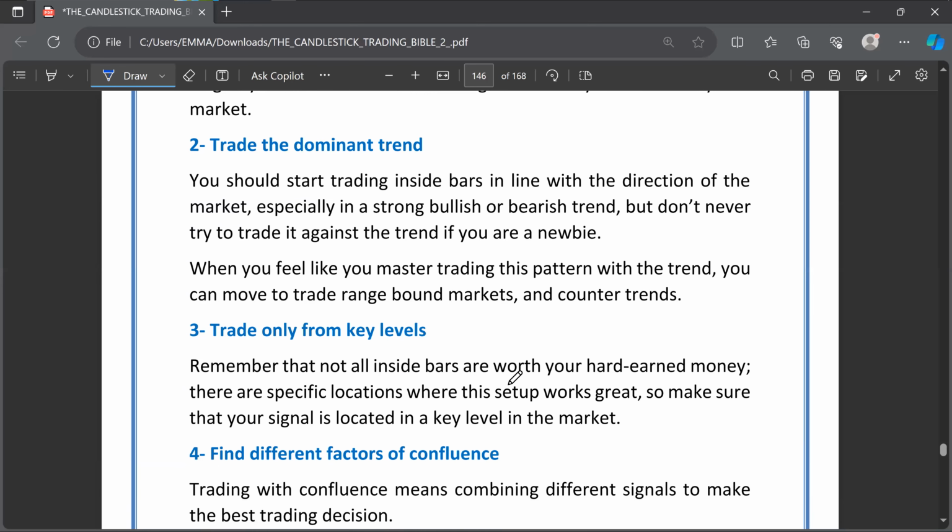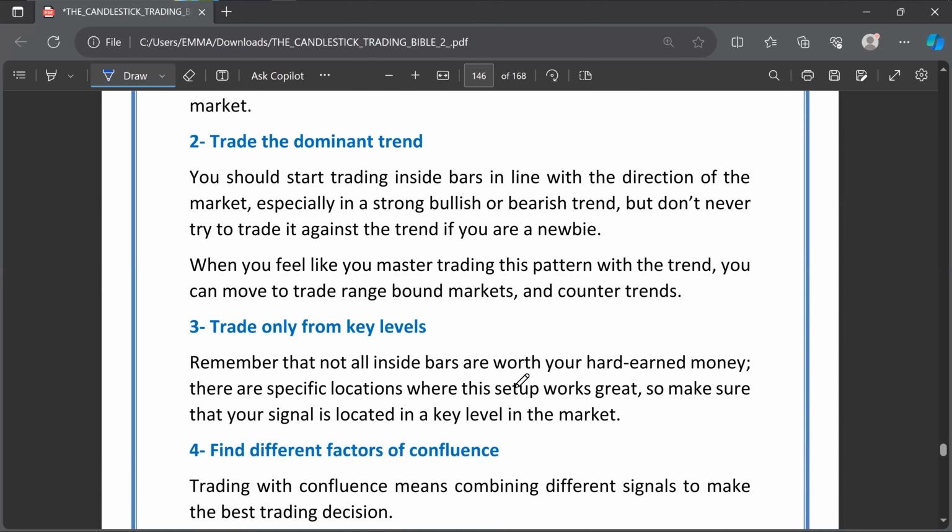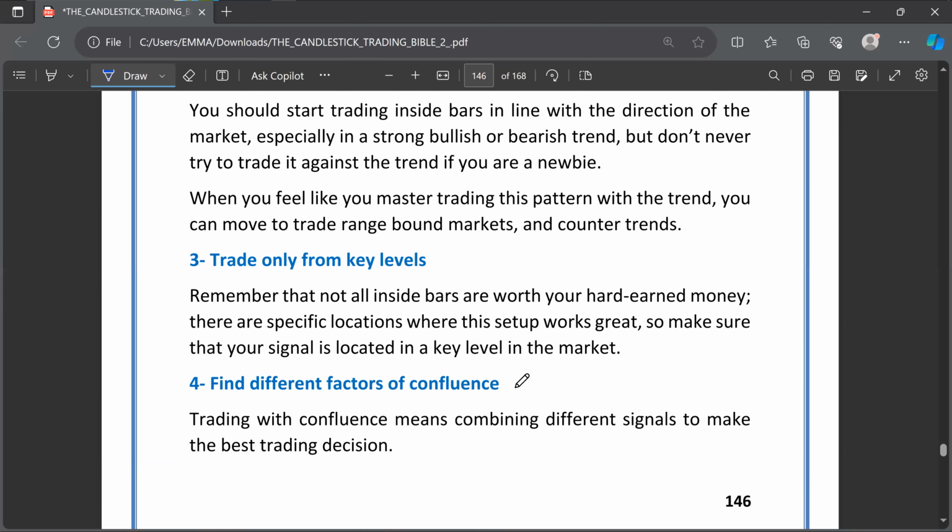Trade only from key levels. Remember that not all inside bars are worth your hard-earned money. There are specific locations where this setup works great. So make sure that your signal is located at a key level in the market, right? Make sure your trades are mostly taken at these levels, resistance and support levels. Don't be trading in the midway. Don't do that. If you do that, you are going to lose your money. The 4th thing is find different factors of confluence.